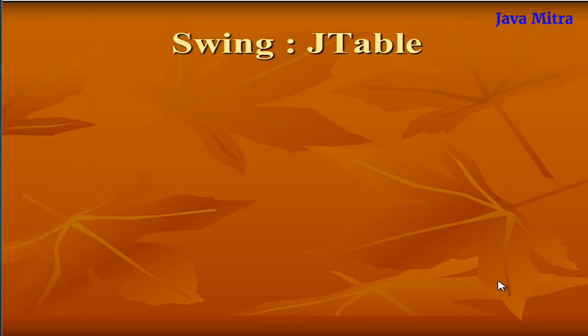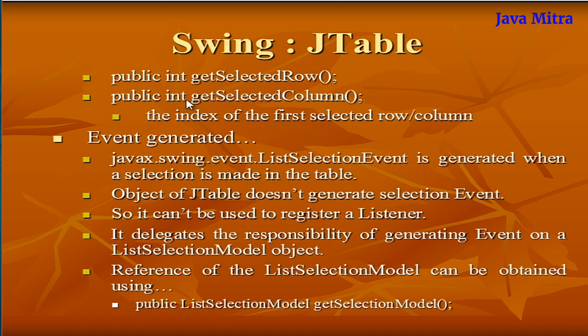So in this video session I will talk about event handling in JTable. That is, if the user interacts with JTable, then how to fetch data from the table. So here I have talked about how to get row and column number. The getSelectedRow and getSelectedColumn methods are there on the JTable object to get the integer value of row index and column index. And the ListSelectionEvent is generated when a selection is made on the table.